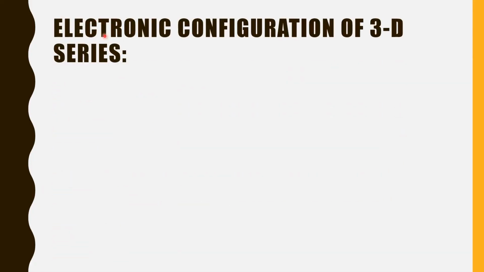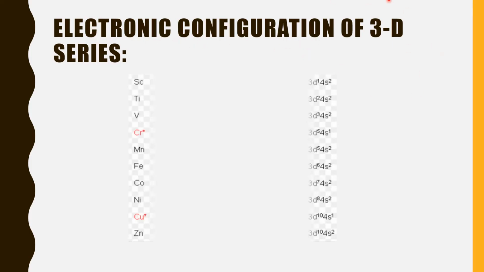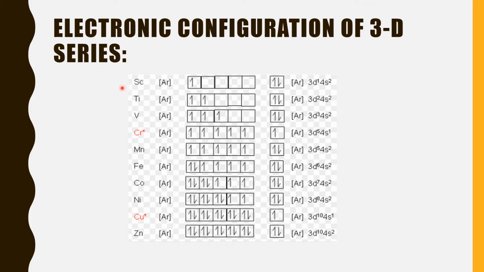Now we are going to see the electronic configuration of the 3d series. In the 3d series, these are the elements, as we know: scandium to zinc. That is scandium, titanium, vanadium, chromium, manganese, iron, cobalt, nickel, copper, and zinc. These are the electronic configurations, filled shell-wise.